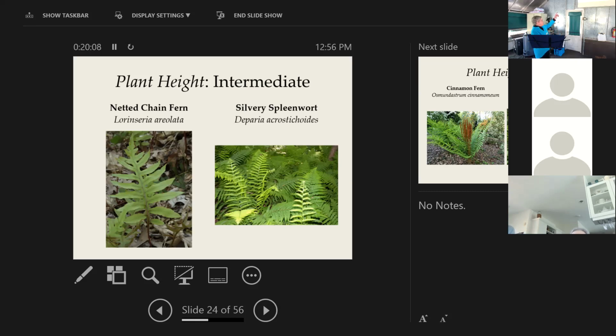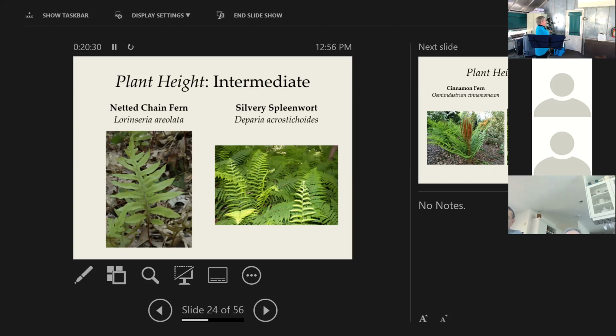Larry gives this one a 3. Or maybe it's like the silvery spleenwort, very beautiful fern, uncommon in the North Carolina Piedmont, but also easy to grow, according to Larry Mellichamp. He gives this one a 4. So most ferns that we have around here are in this intermediate category. We don't have tree ferns, so we can't talk about ferns that are that tall.